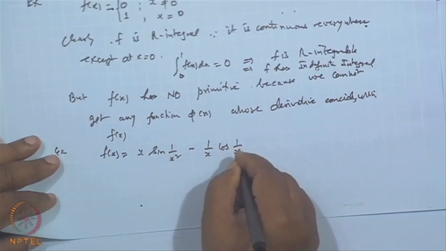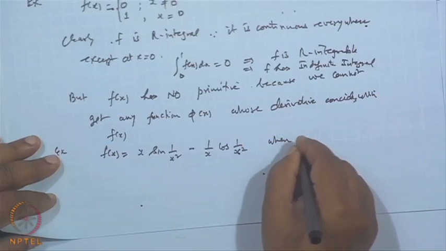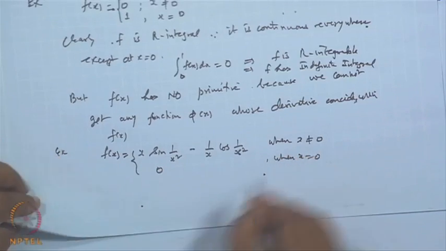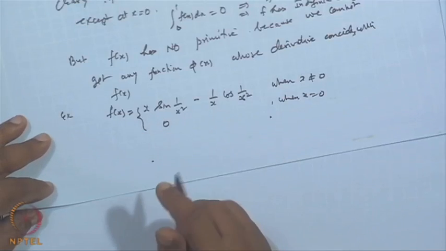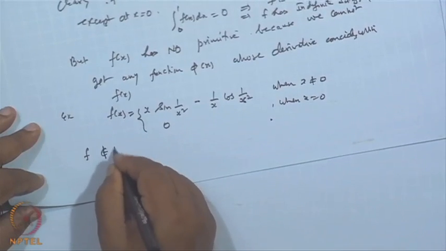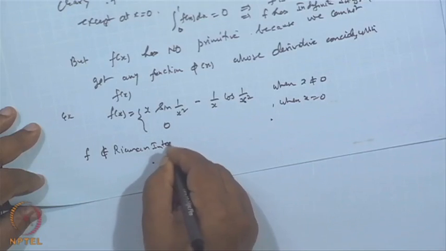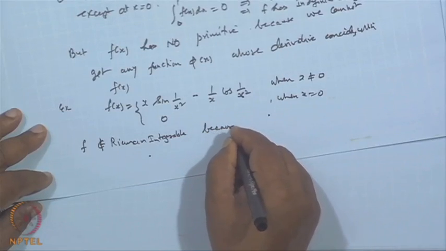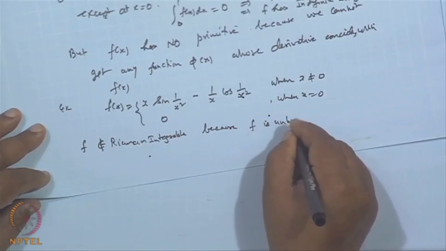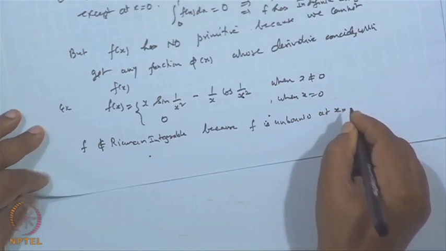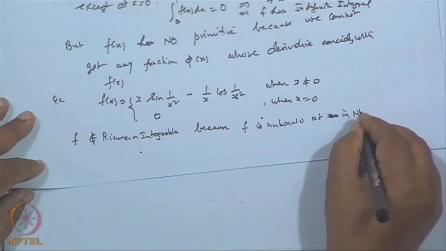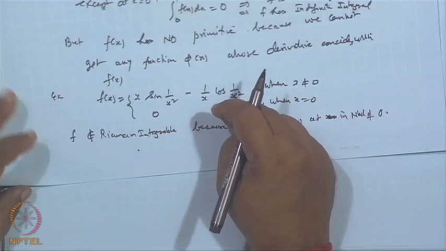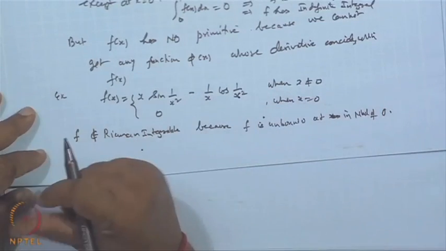by x cos 1 by x square, when x is not equal to 0 and equal to 0 when x is 0. Now, this function is not integrable. Why? F is not Riemann integrable, because f is unbounded at the point x is 0, in the neighborhood of 0. In the neighborhood of 0, this goes very frequently up and down. So, it is not a bounded function, f x is unbounded. Therefore, it cannot be a Riemann integrable function.